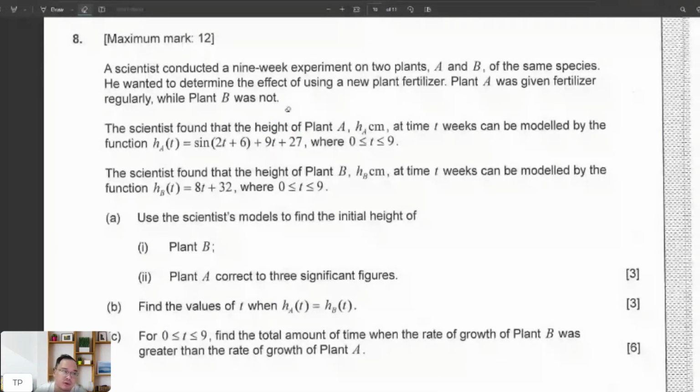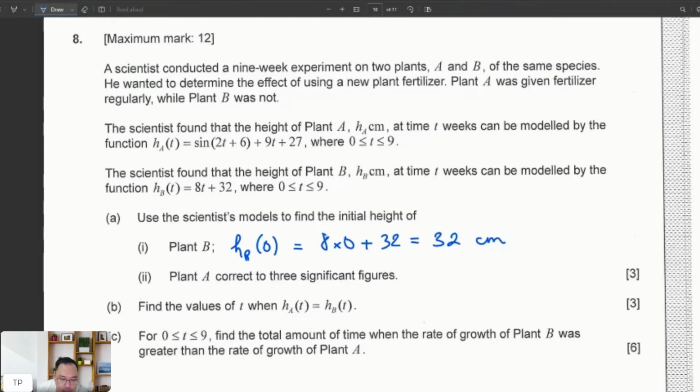Part 1 is very simple. For the initial height of plant B, you just need to put the time to be 0 here. HB at time 0 is 8 times 0 plus 32, so that equals 32 centimeters. I think that is 1 mark.